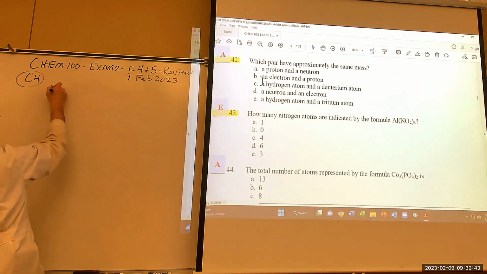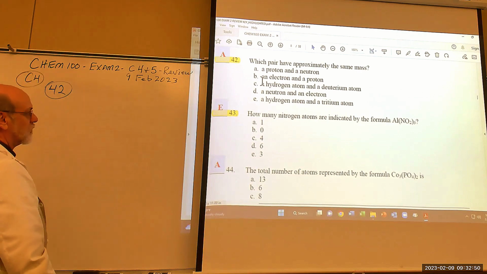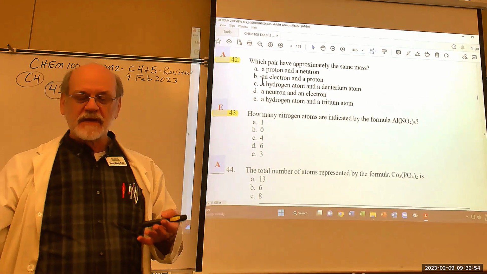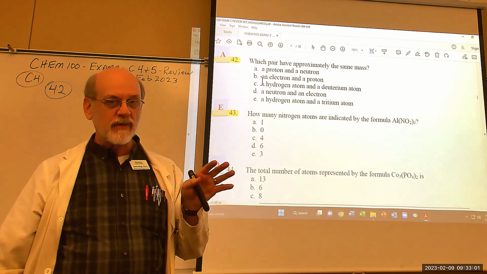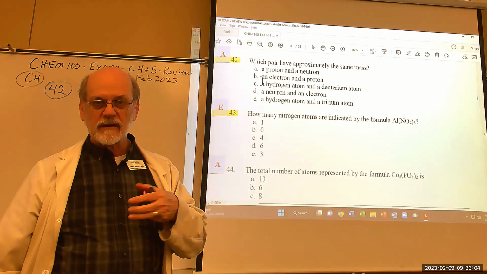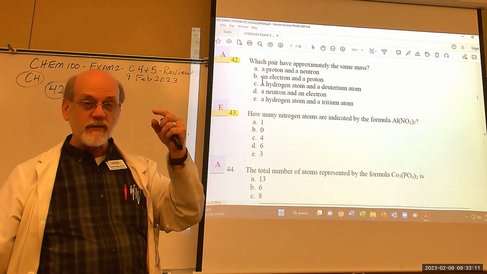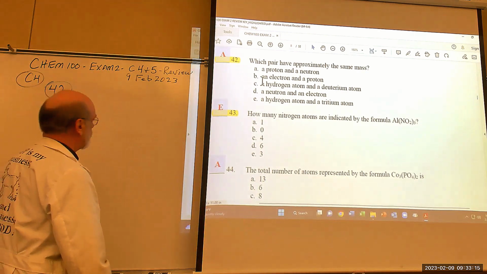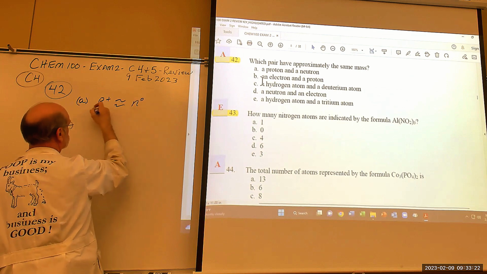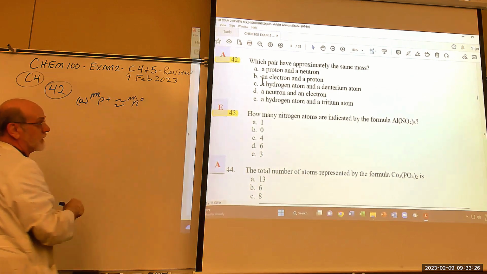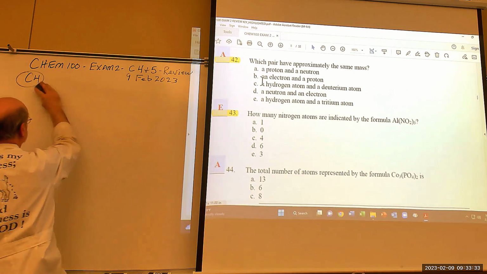All right, 42. Which pair have approximately the same mass? Well, test taking technique. When you have a multiple choice question and you have answers that are unique for every one, you don't have any oddballs in there like 2 of the above, none of the above, all of the above, whatever that case may be. If each answer is unique, then you can work your way down, and when you find the right answer, you can stop. So which has approximately the same mass? Protons are approximately the same as neutrons. Let's see, mass of. That first one is true. So we can stop. That's the answer.